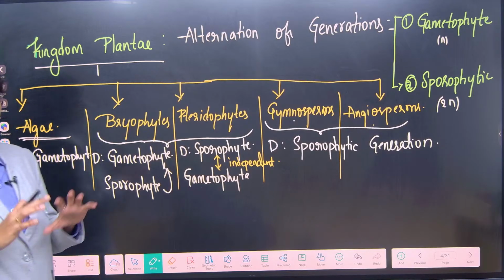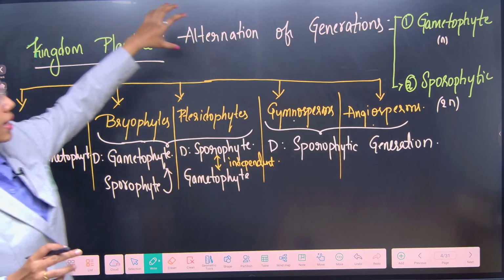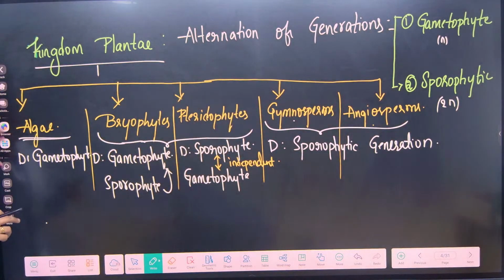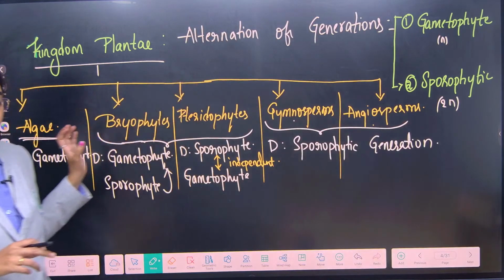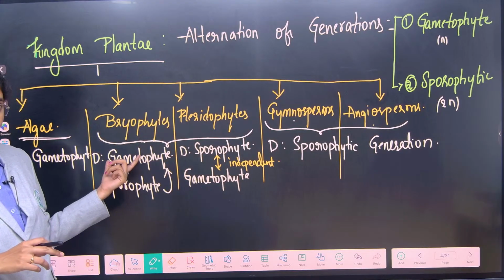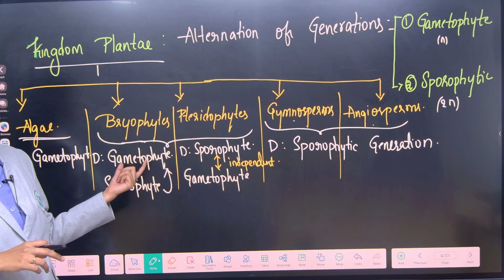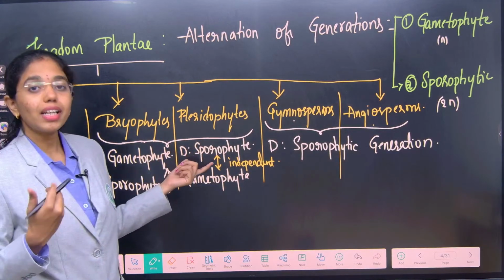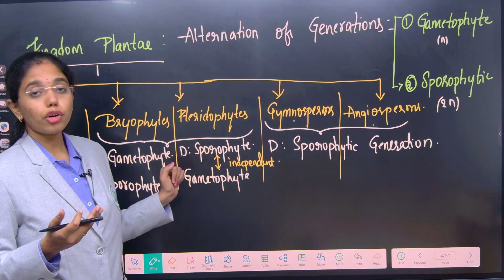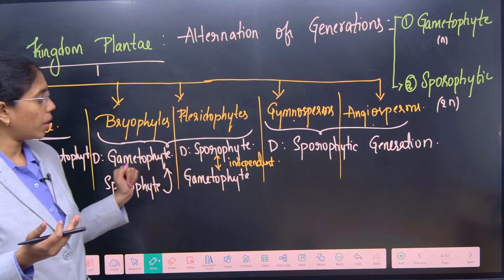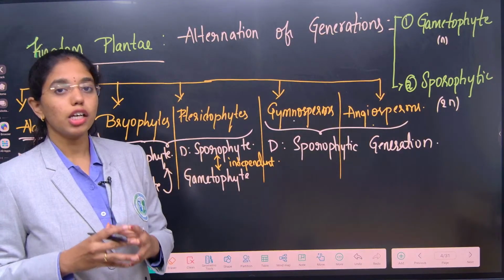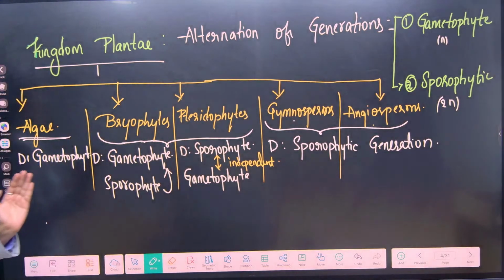So, what did we learn in the beginning phase? Kingdom Plantae exhibits alternation of generations in all the 5 divisions. In algae, the dominant phase is the gametophytic phase, which is haploid. In Bryophytes the dominant phase is gametophyte. Sporophyte is dependent on gametophyte for nutrition and for shelter. In Pteridophytes, sporophyte is the dominant phase, but both gametophyte and sporophyte are independent of each other. In gymnosperms and angiosperms, the dominant phase is sporophytic generation. Clear, right? This is all about Kingdom Plantae.